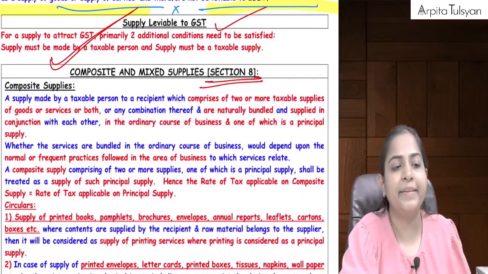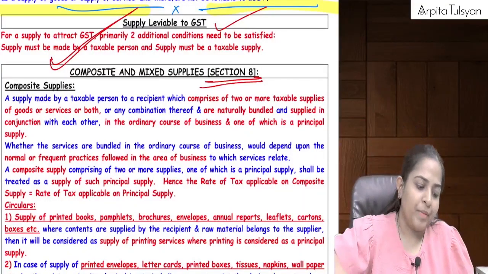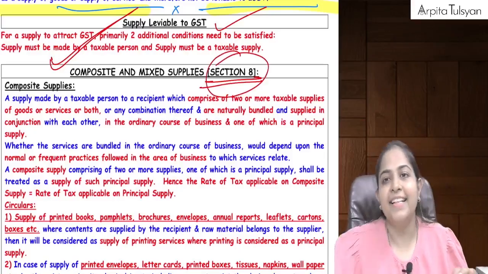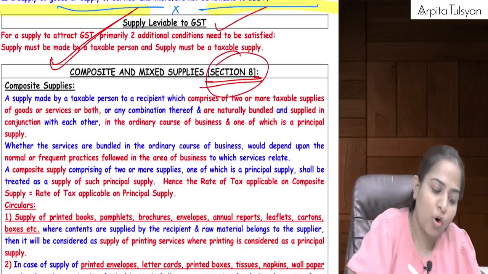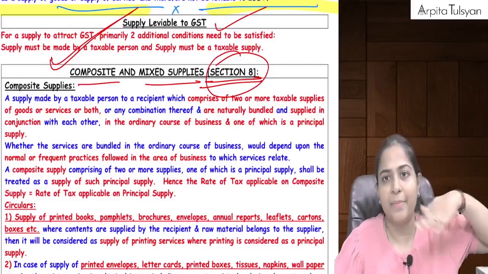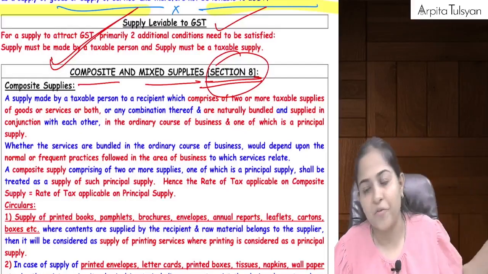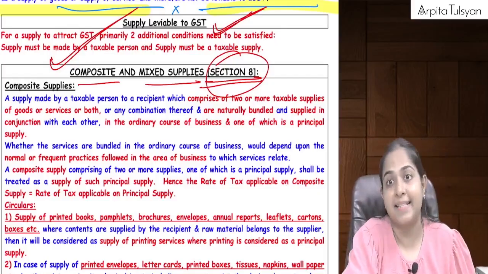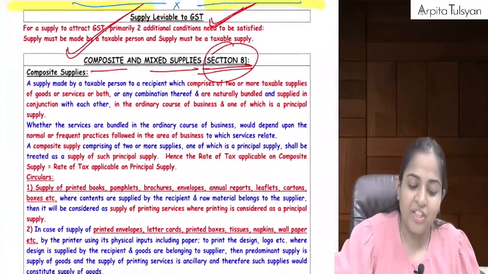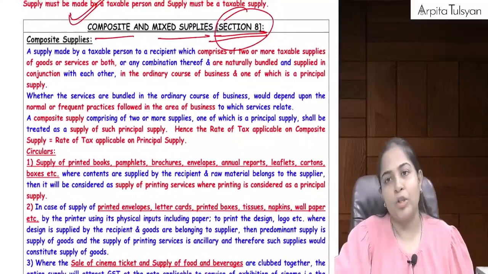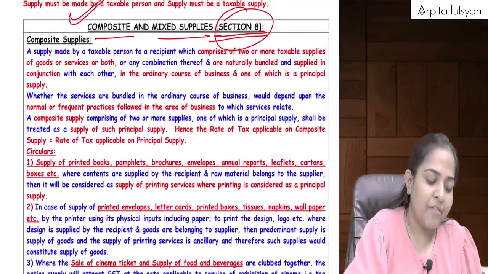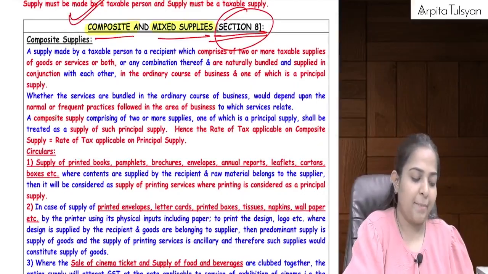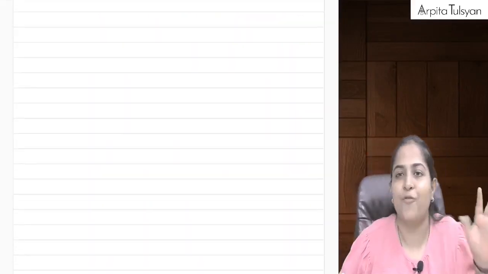Let's go ahead. Let's start with the last section, that is section number 8, which talks about composite and mixed supply. So till here, our section number 7, concept of supply, is done. We also studied when a supply becomes taxable supply, or when GST will be applicable on it. Now going on to the last concept of the chapter, which is composite and mixed supply. First we will understand it and then we can read it from the textbook once, just for our comfort. Now listen.